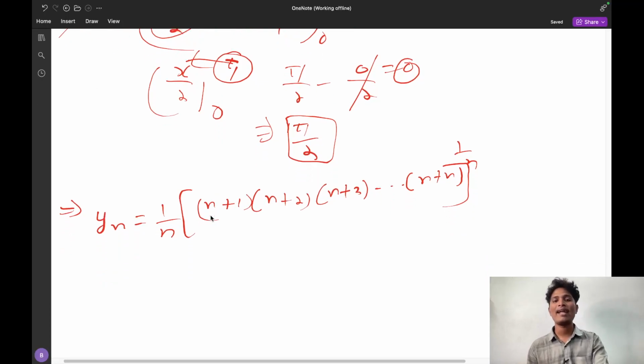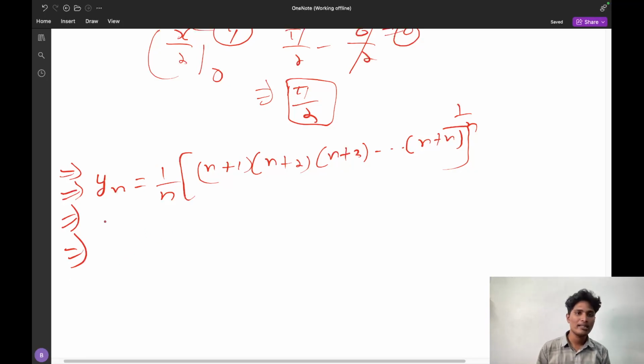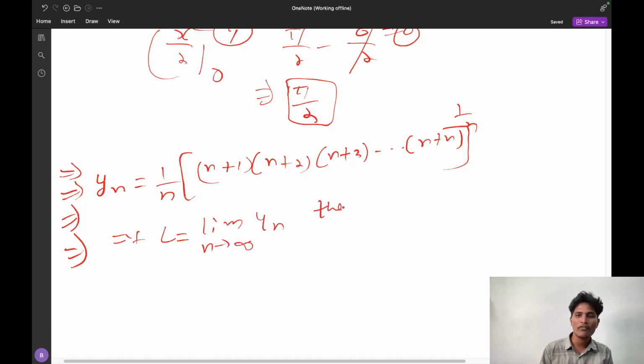I am not writing the entire question, but the question is this one. The question is yn is equal to 1 by n into (n plus 1) into (n plus 2) into (n plus 3) up to (n plus n), whole power 1 by n. Now they are asking, this is yn and the given L is equal to limit n tending to infinity yn, then we have to find the greatest integer of L.